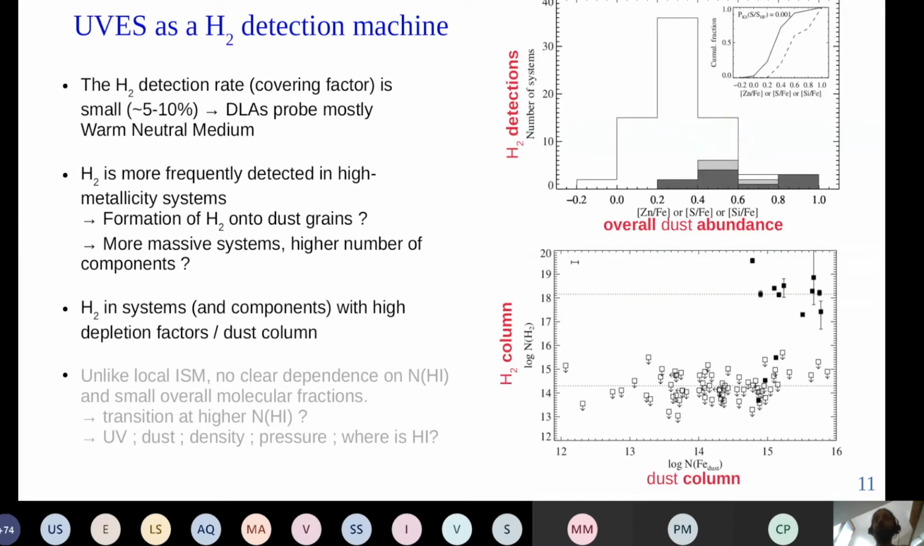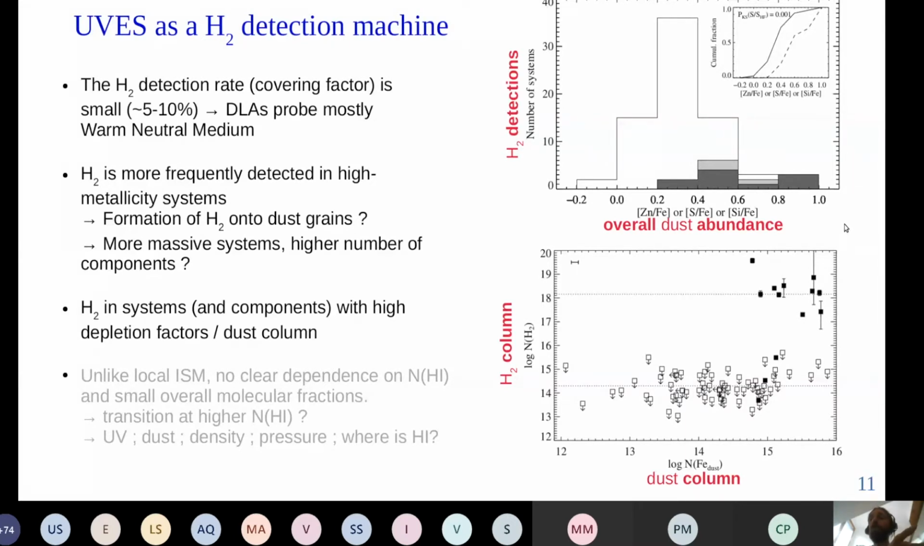Now, if you look in more detail, we now know that H2 is found in systems with high depletion factors. So instead of looking at the metallicity, we look directly at the dust. The top right plot shows the overall dust abundance, I mean the depletion factor. For example, you take zinc over iron, where zinc is a volatile species, while iron tends to condense into dust. And this is a histogram of the H2 detections. In white are the non-detections for the DLAs, and in gray are the H2 detections. So this is all from UVES, and you can see that typically all the detections are on the right part of the plot, where the dust depletion is high.